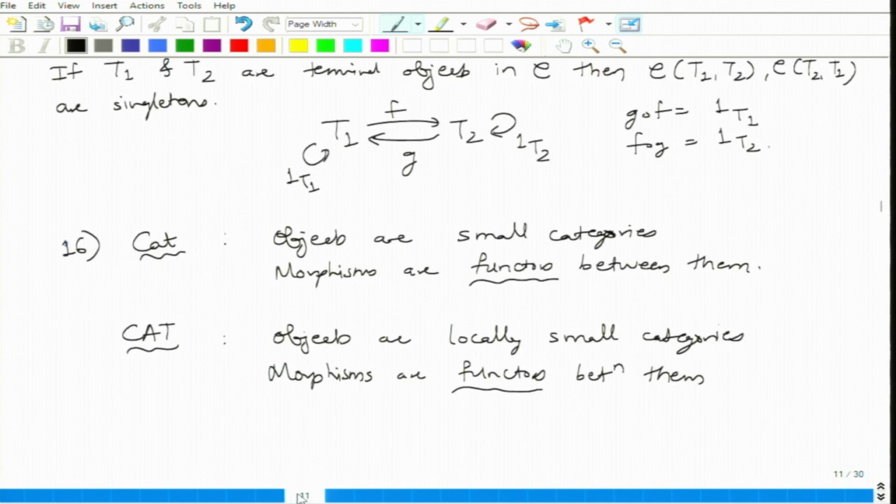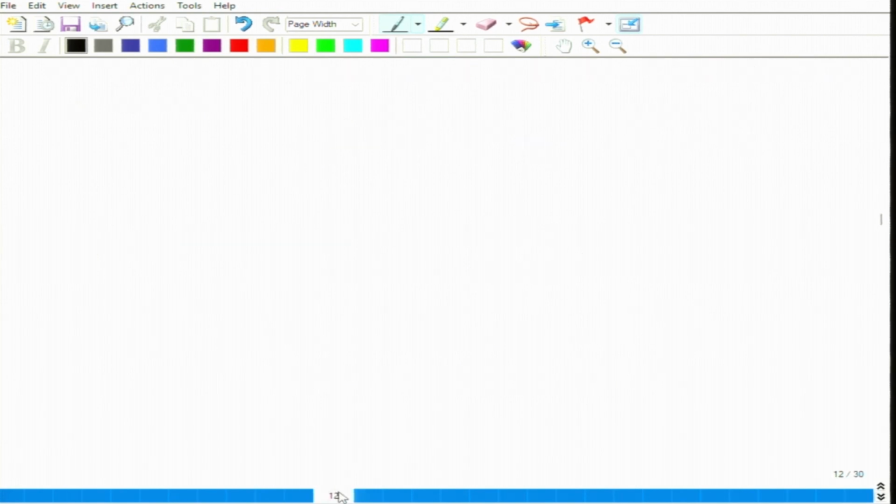So, two examples that we saw last time, and we haven't really described them properly. That is the category of small categories and the category of locally small categories, where we said that the morphisms between categories are functors between them. So what are these functors? The definition is quite simple. Functors.